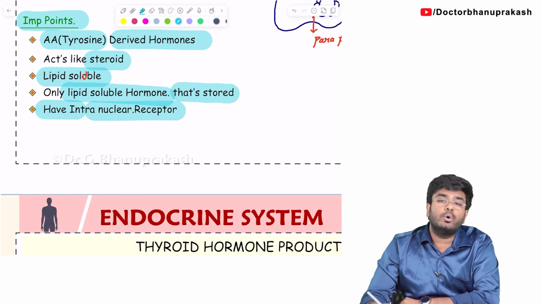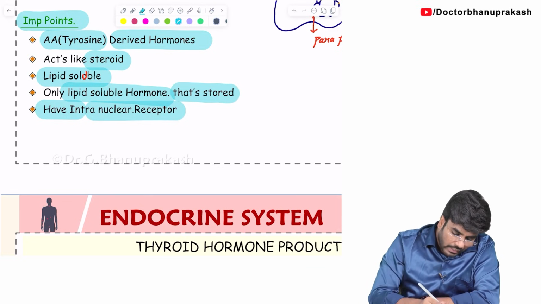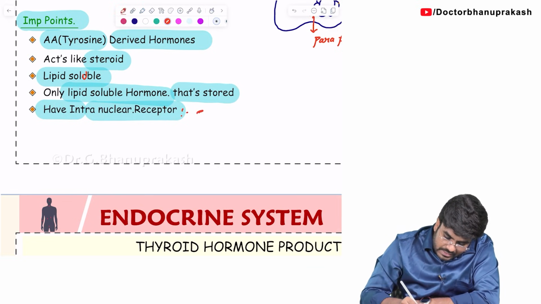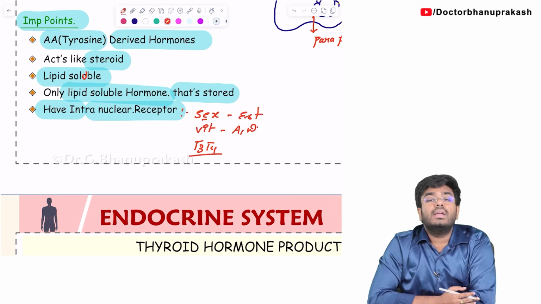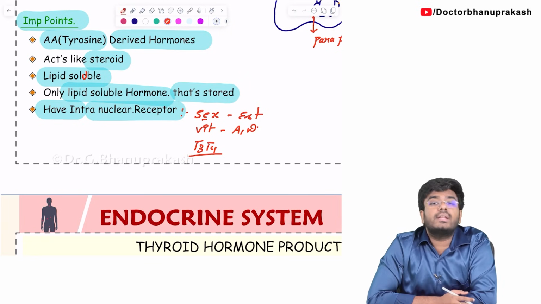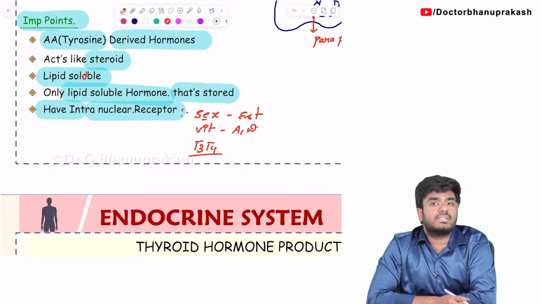I gave you already the mnemonic in the basics. So what are the hormones which have intranuclear receptors? The mnemonic which I gave you: sex with T3, T4. So sex hormones like estrogen, vitamin A and vitamin D, and thyroid hormones T3, T4, they all have intranuclear receptors, not the cell surface receptors or the cytoplasmic receptors.